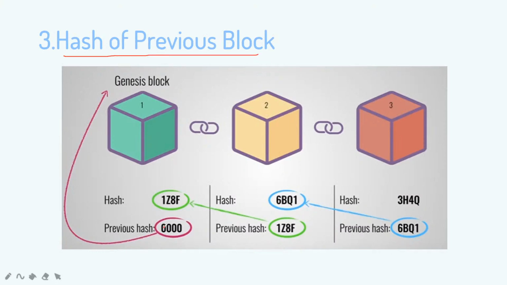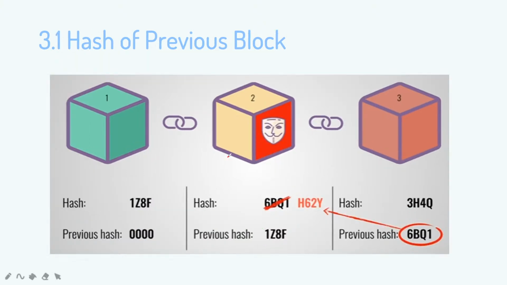A previous block means, so here you can see it's a genesis block. Genesis block means it's the first block. The first block won't have any previous hash value. Then you can see we have a previous block and a current block. Okay, so that is the use of the previous value.